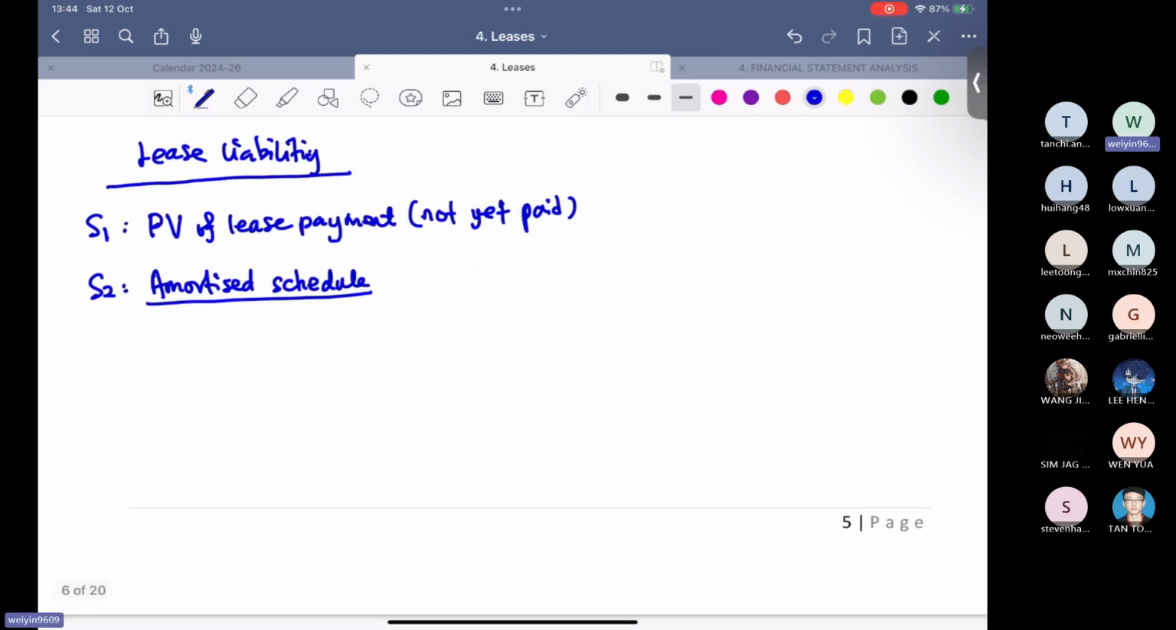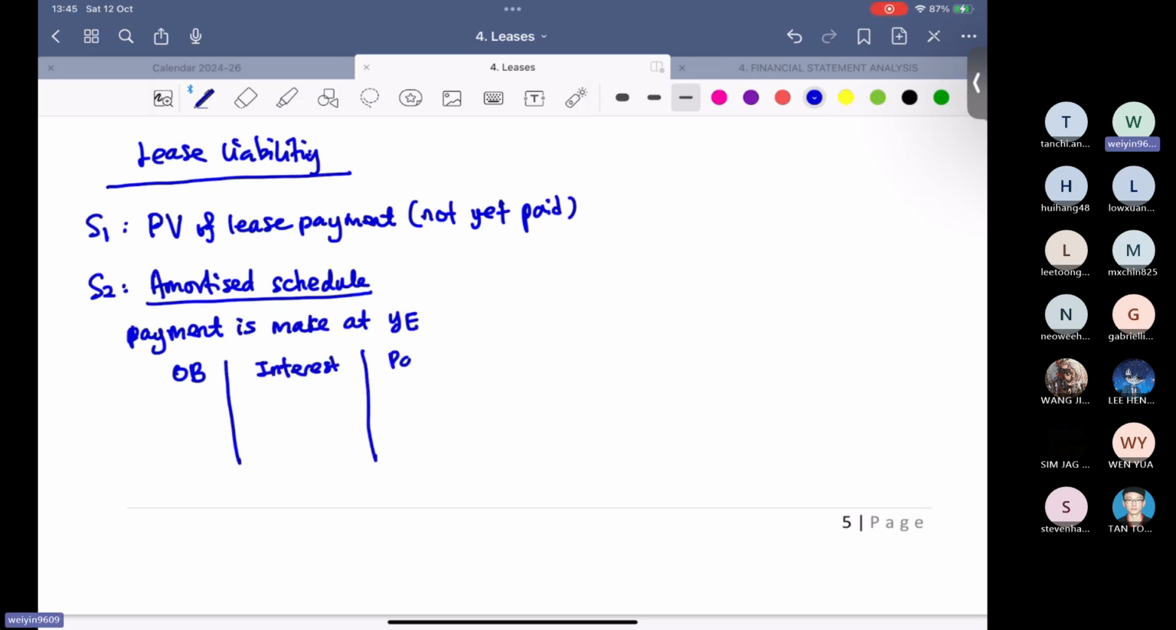So I will have, if the payment is made at year end, opening balance, interest, payment, closing balance. So my step 1 will be my opening balance for year 1.